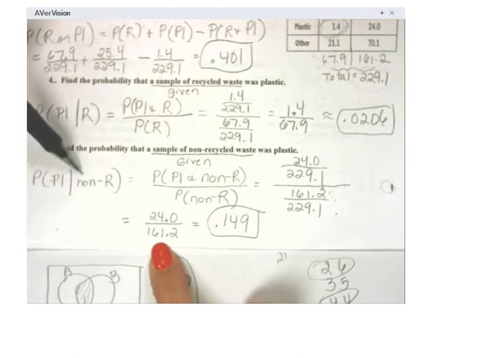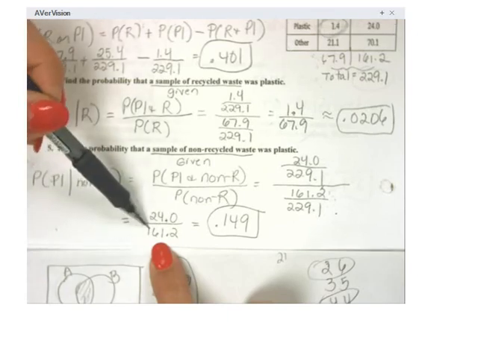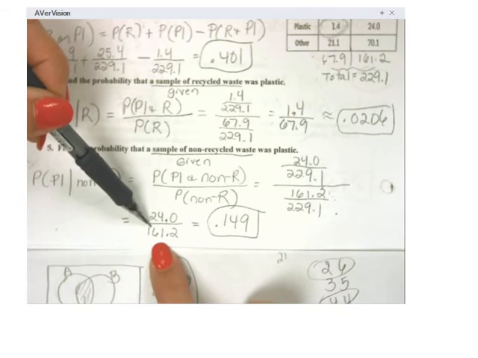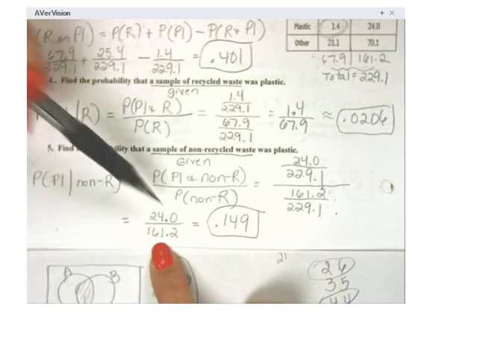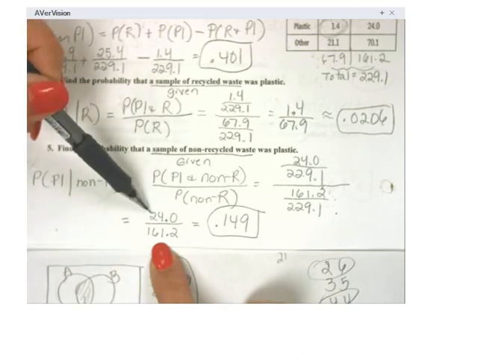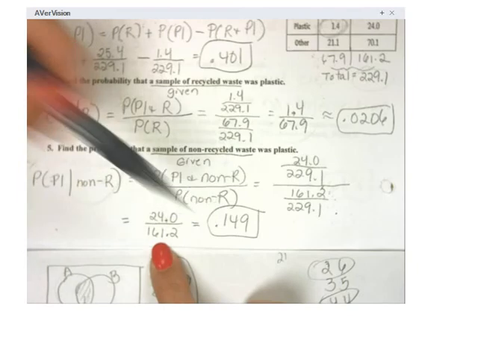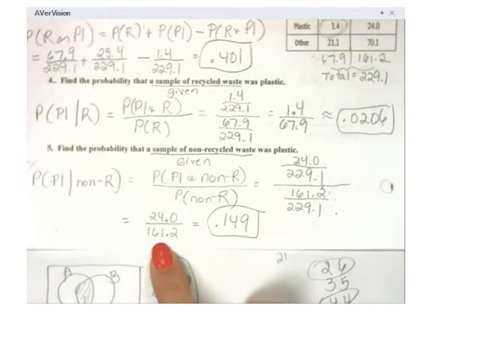And I want to find the number of tons that are non-recycled, and that was 161.2 tons. And how many of those are both? I find out by looking at my table that that's 24 tons. So this quotient ends up giving me that probability.